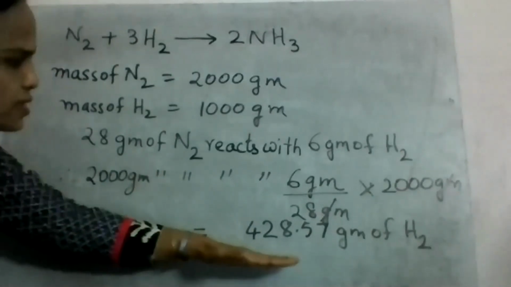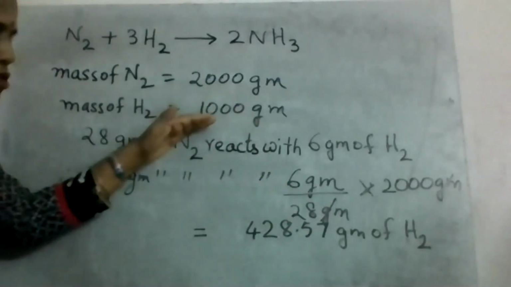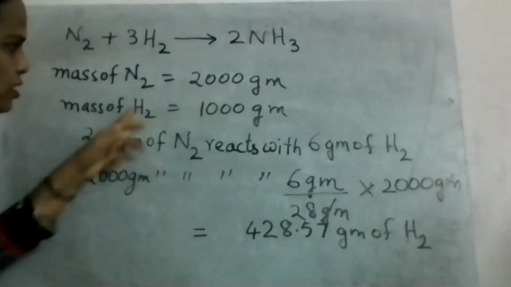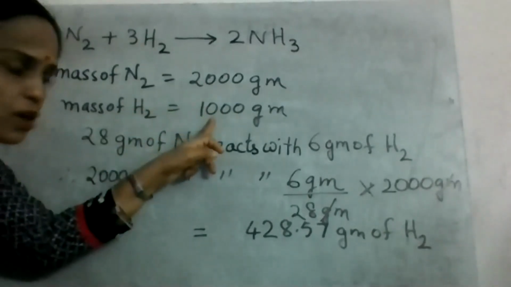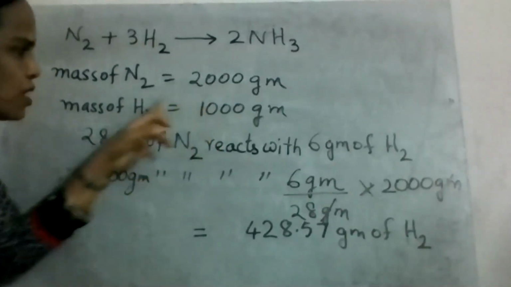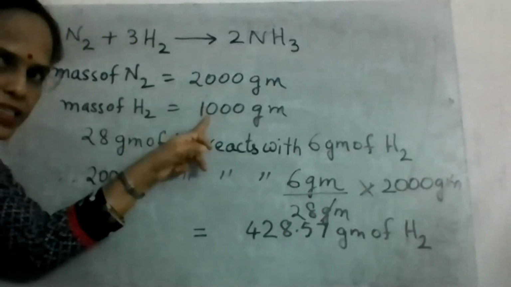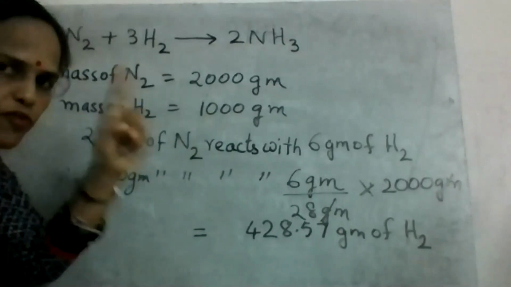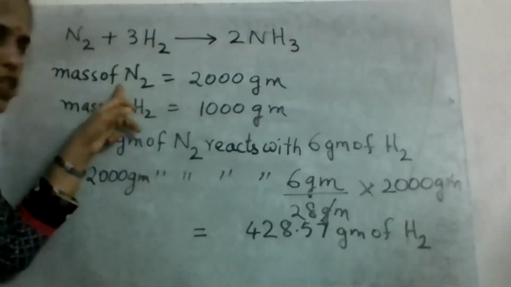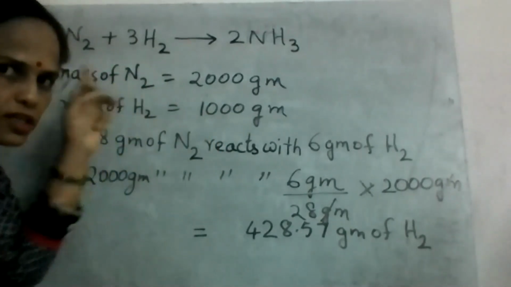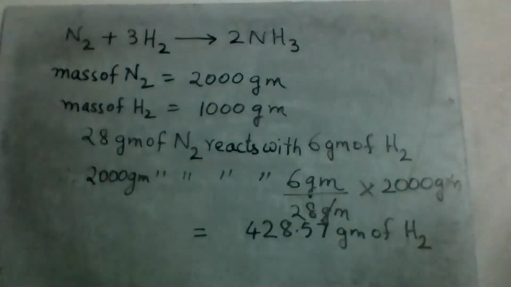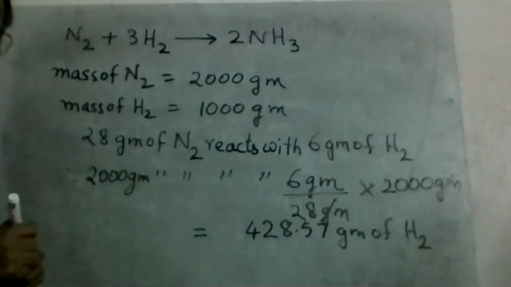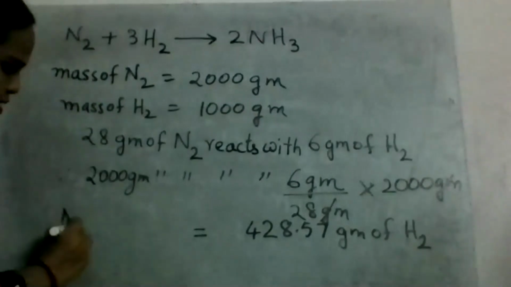Now you compare this hydrogen with the question that is given here. Mass of hydrogen given is 1000 grams. Since hydrogen is present in excess, hydrogen is your excess reagent. So one reagent you have found out that it is in excess. Naturally, nitrogen is your limiting reagent. So here you got the answer that the limiting reagent is nitrogen.